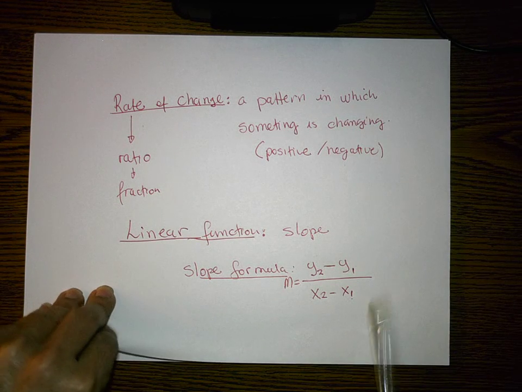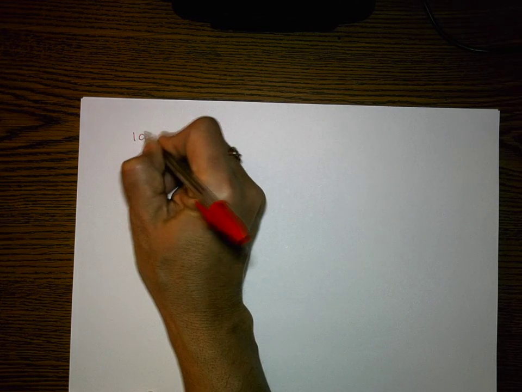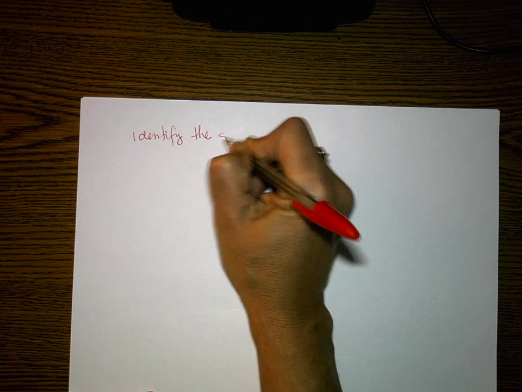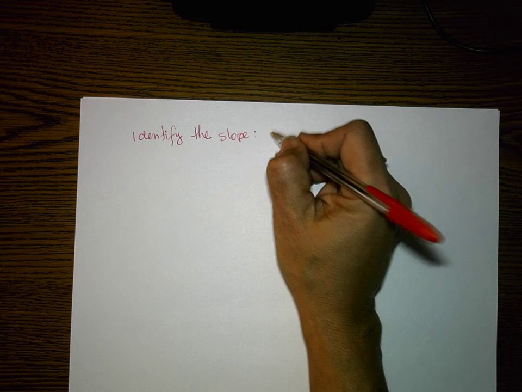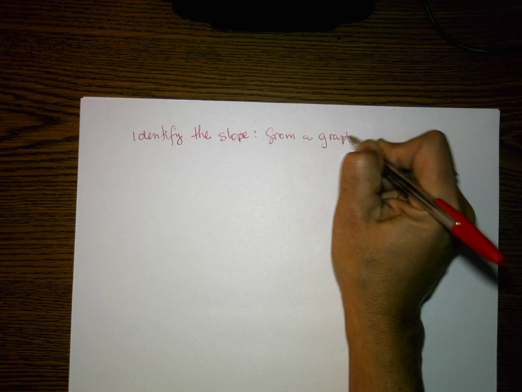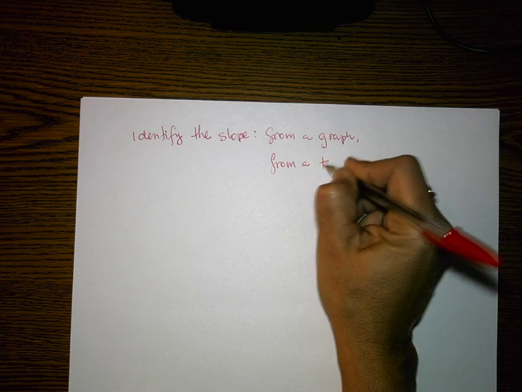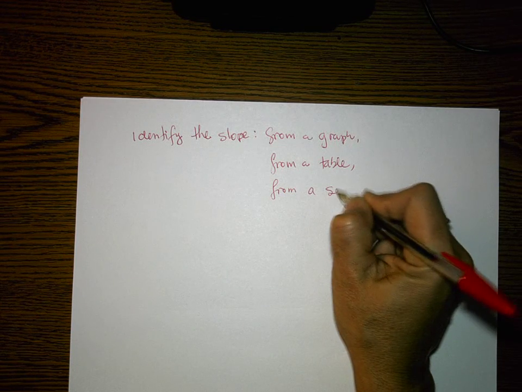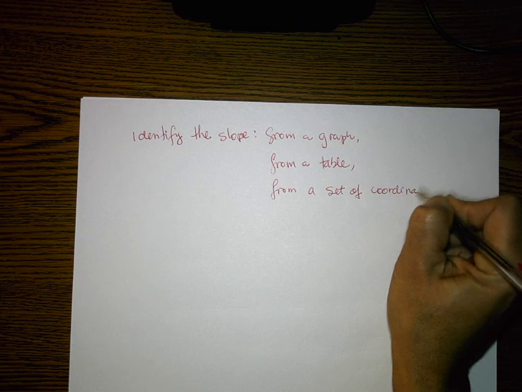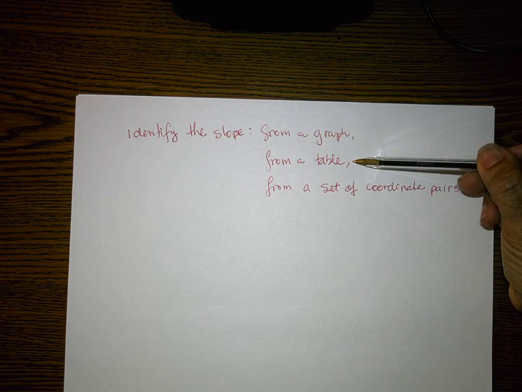We don't always have to use the slope formula if we're doing it visually, a visual check, if we're looking at a graph. So today we're going to do it in 3 ways, okay? We're going to identify the slope in 3 different ways. We're going to identify it from a graph. We're also going to identify it from a table. And we're also going to identify the slope from a set of coordinate pairs. Okay? From a table is usually the students' favorite way of identifying the slope.